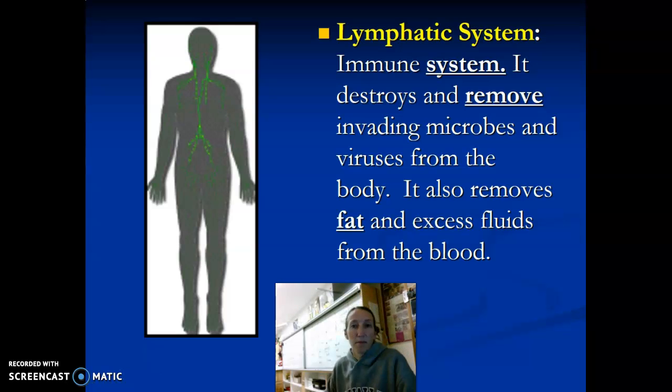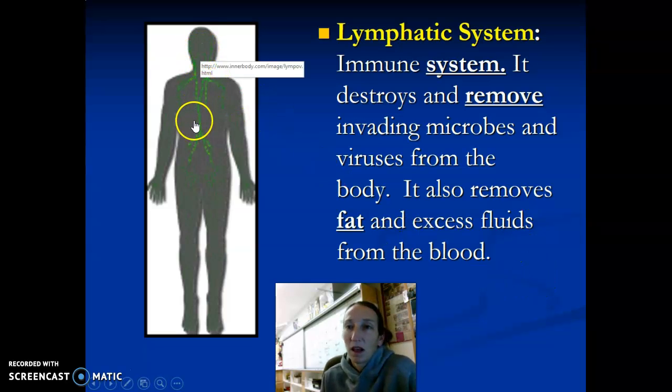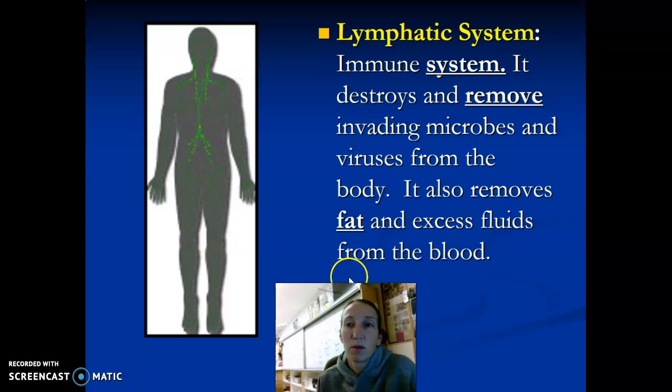This is your immune system. This is what helps fight off infection. It destroys and removes invading microbes. So remember, it can do this through endocytosis: wrap around it, bring it in, break it apart through lysosomes. So it destroys and removes invading microbes and viruses from the body. It also removes fat and excess fluids from the blood. So it does help clear things out of our blood, out of our body. Okay? It kind of looks like the circulatory system. It's a bunch of tubes throughout our body.